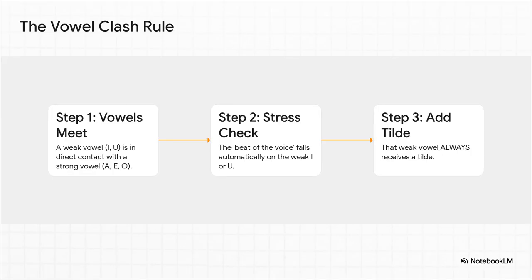Okay, so here's the rule itself. It's just a simple 3-step check. First, you look for a weak vowel right next to a strong one. Second, when you say the word, does that beat of the voice land right on the weak vowel? If you answered yes to both of those questions, then step 3 is a no-brainer. That weak vowel always gets an accent mark, every single time. No exceptions. It's really that easy.